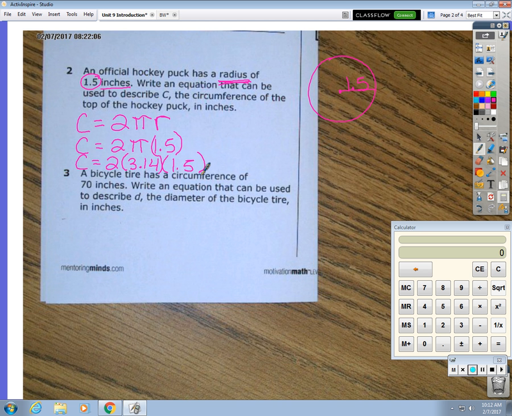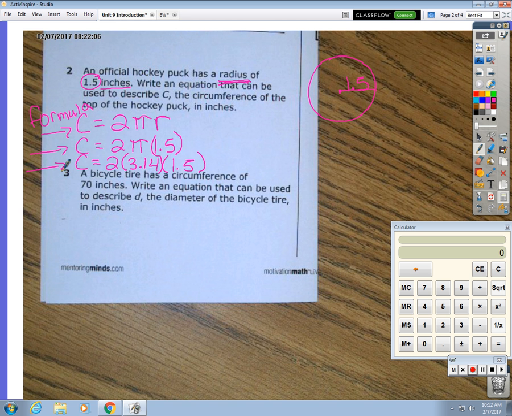All right, so this was our formula, and you need to have that formula memorized. It's in your vocabulary. So these are equations. These two right here are the equations that could be used to find the circumference of that circle. It's not asking us to solve.